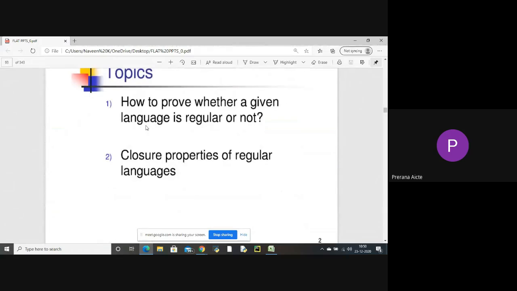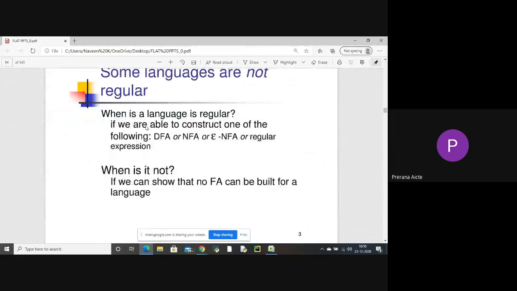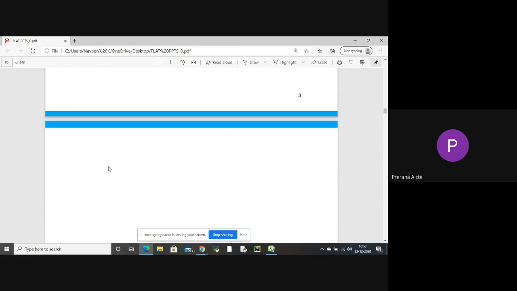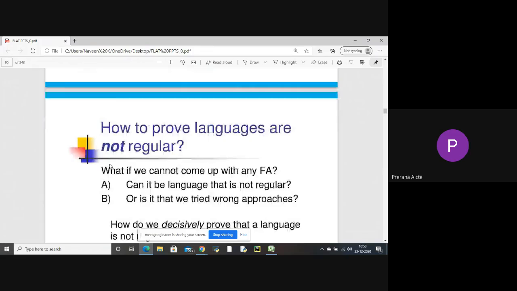Coming to the properties of regular languages. We already learned that a language is said to be regular if it is accepted by a finite automaton, whether a deterministic finite automaton, a non-deterministic finite automaton, an NFA with epsilon, or a regular expression. Then it is said to be a regular language. If we are not able to build any finite automaton, then the language is not a regular language.